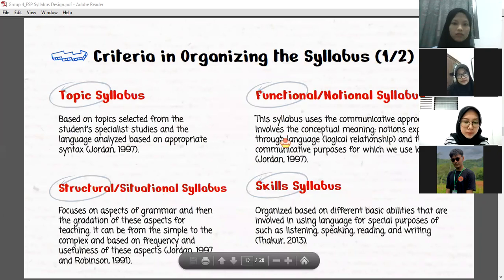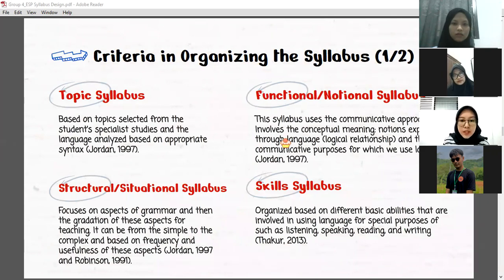So the first one is topic syllabus, or topic-based syllabus, which is based on topics selected from student specialist studies and language analyzed based on appropriate syntax. It is according to Jordan in 1997. And then the second is structural or situational syllabus.